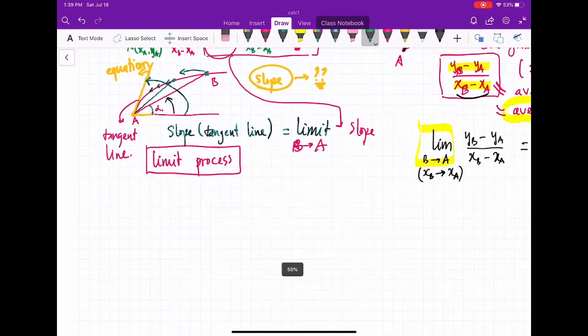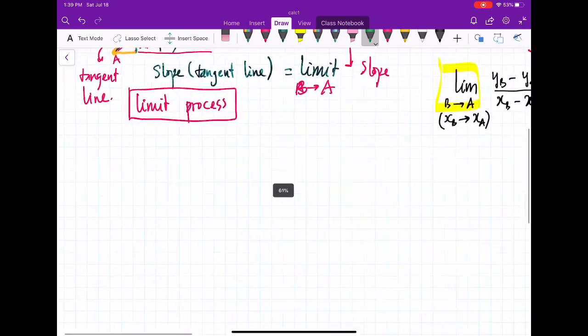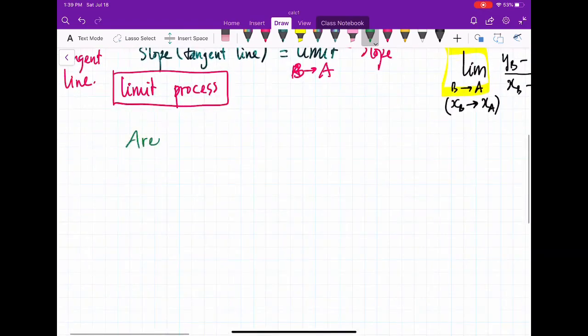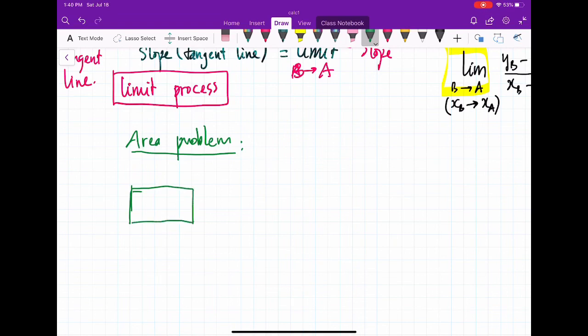All right, let's move to the second problem, the area problem. In precalculus, you know how to find the area of some squares or some rectangles. We know how to do that. If you have x, y in here, basically the area is equal to the product of x and y. But in reality, you will see a lot of problems like this.